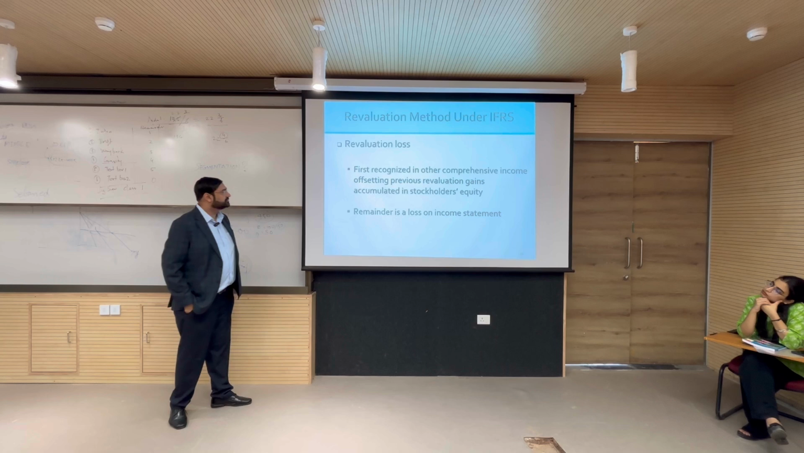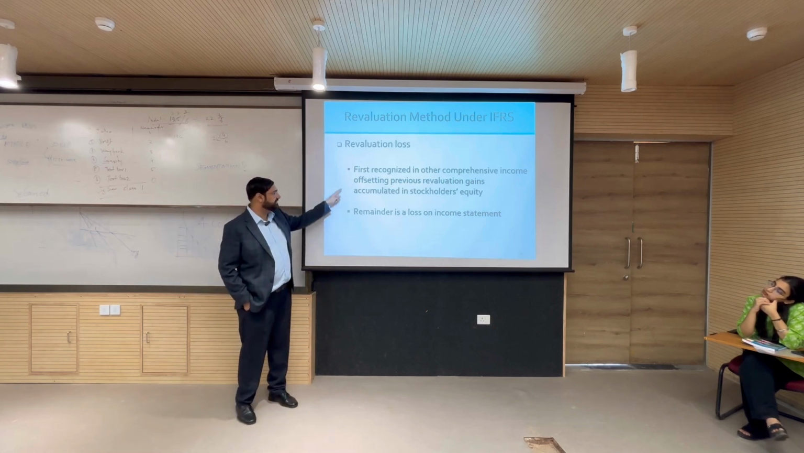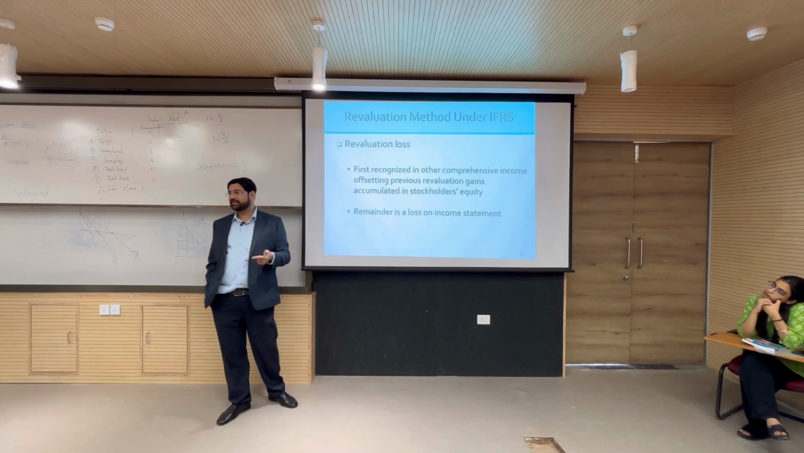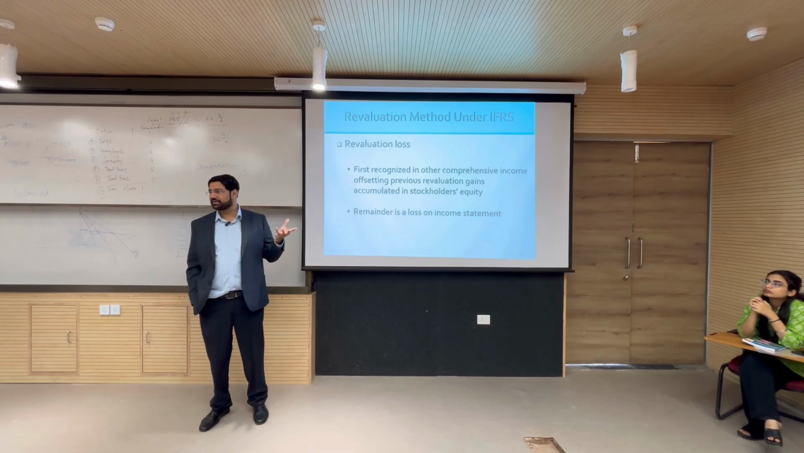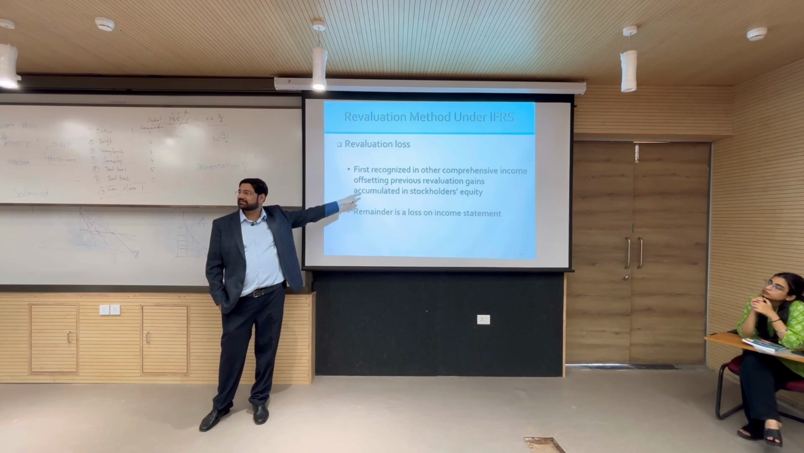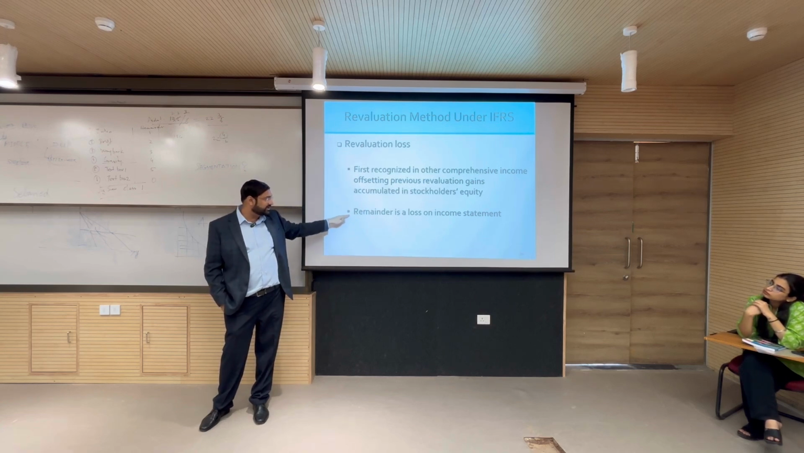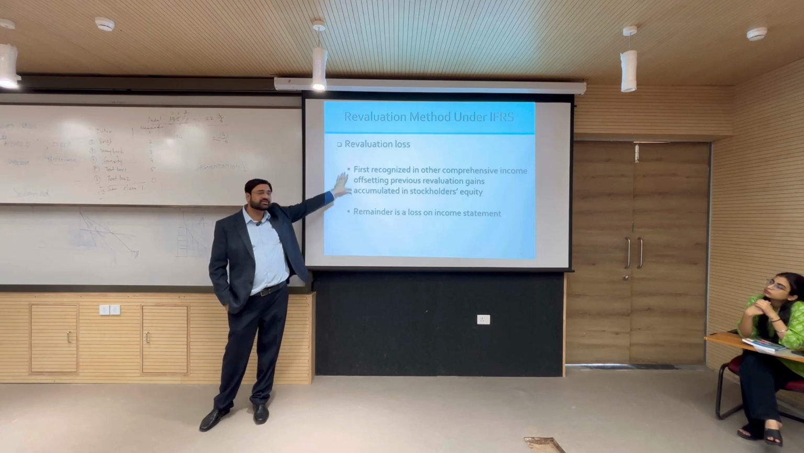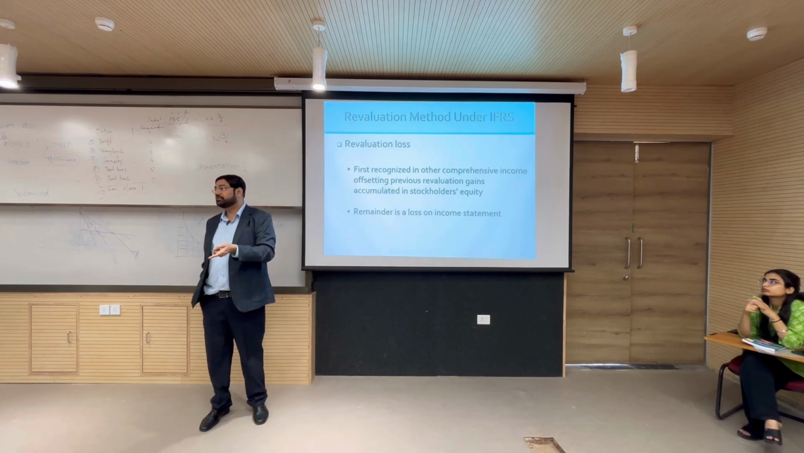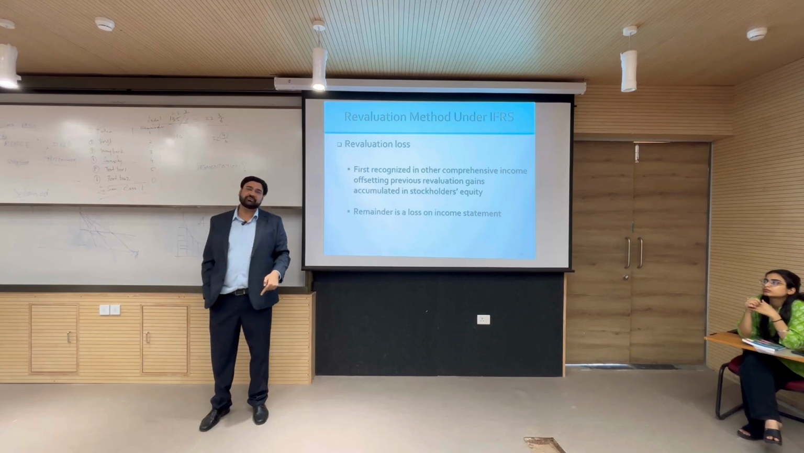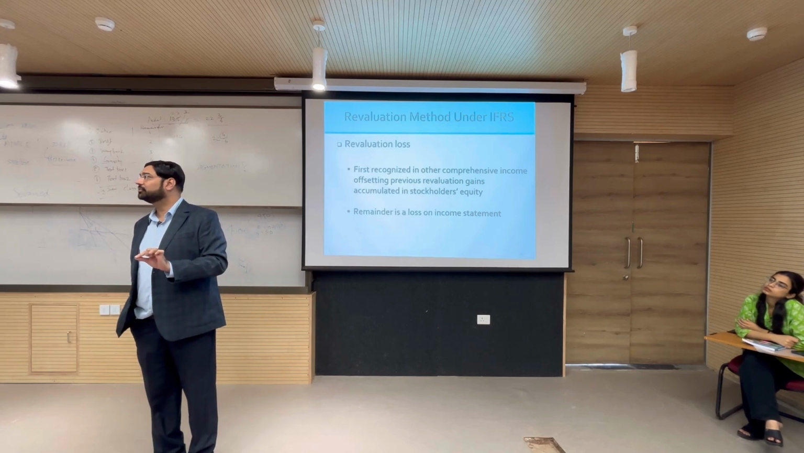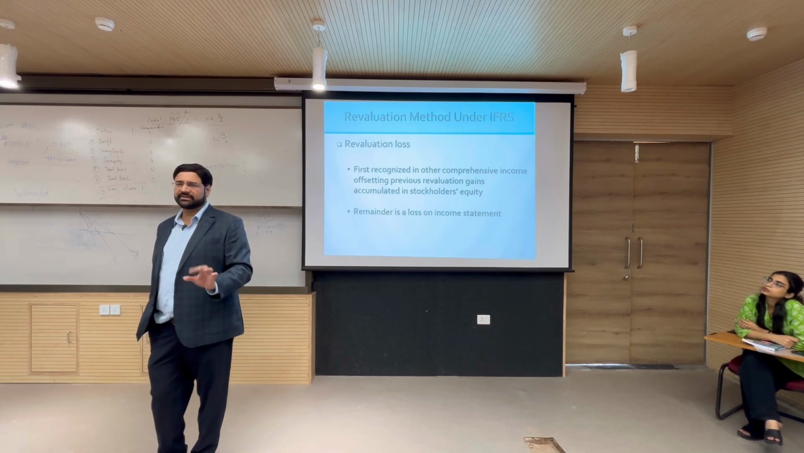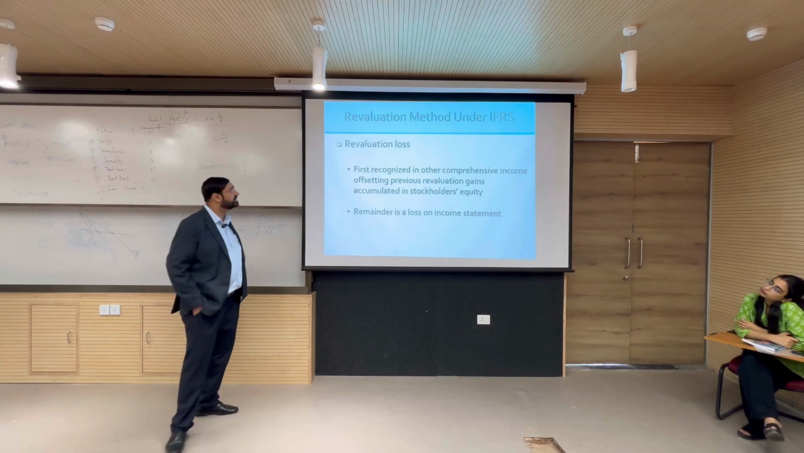Revaluation loss is first recognized in other comprehensive income offsetting previous revaluation gains, and the remainder is a loss in the income statement. This is because we are conservative people. So, if you have in other comprehensive income some revaluation gains, then you can set off that revaluation loss against that, otherwise the remainder should be shown as a loss. अगर कुछ नहीं है then it should be shown as a loss in the income statement. So, revaluation loss can go to profit and loss account normally, but revaluation gain cannot go to profit and loss account. Revaluation gain will go to a separate thing called other comprehensive income. This is the essence of revaluation gain and loss. Next.